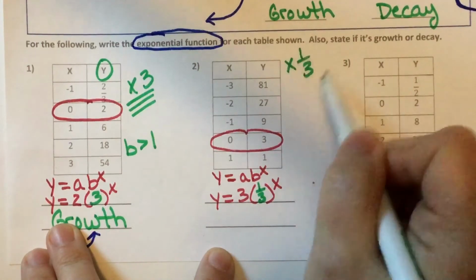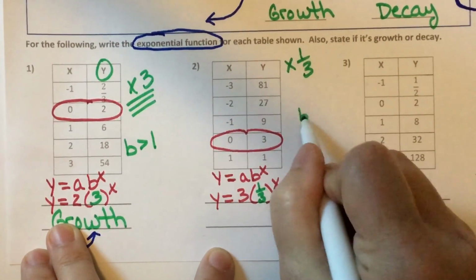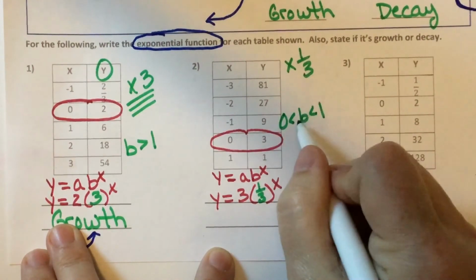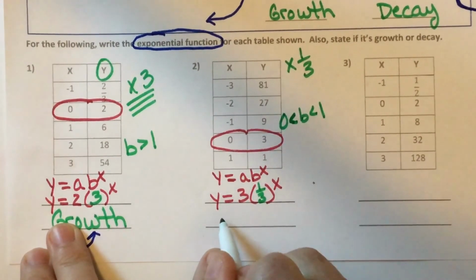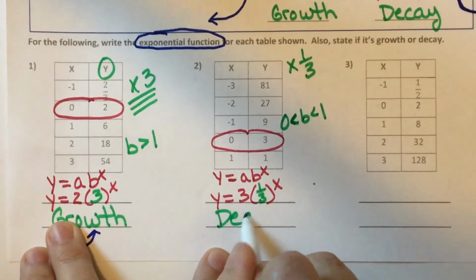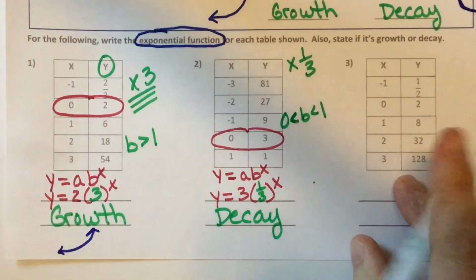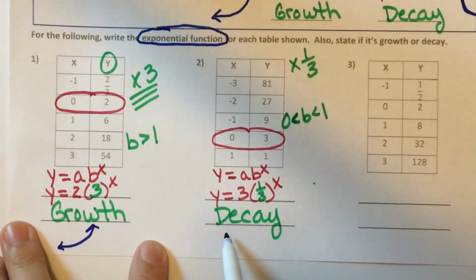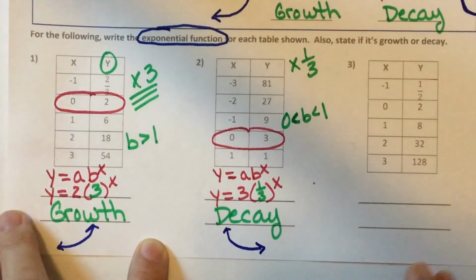So 1/3, 0.33333, that is a number somewhere between 0 and 1. And if your B is a value somewhere between 0 and 1, then that is called decay. And if you were to look at a graph of decay, it would go downwards from left to right. So it'd start up really high and then taper off.